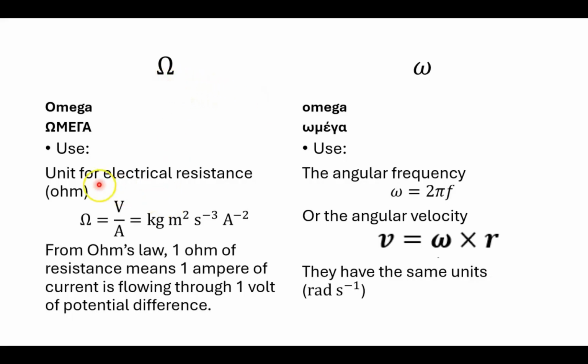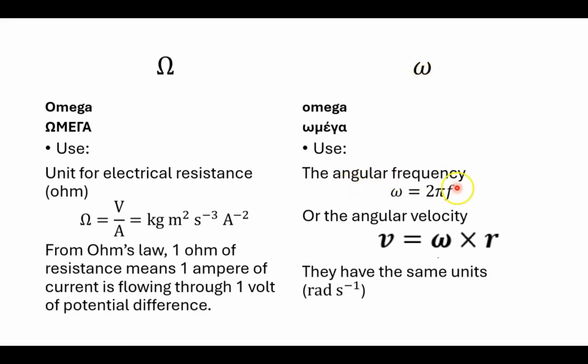The uppercase one is the unit for electrical resistance, which is the ohm, equal to a volt divided by an ampere. Written out in SI base units it is like this, but I don't think you will ever write it this way. This is straight from Ohm's law, which states that in unit sense, 1 ohm of resistance means 1 ampere of current is flowing through 1 volt of potential difference. And for the lowercase omega, beware it's not a W, the bottom is round.